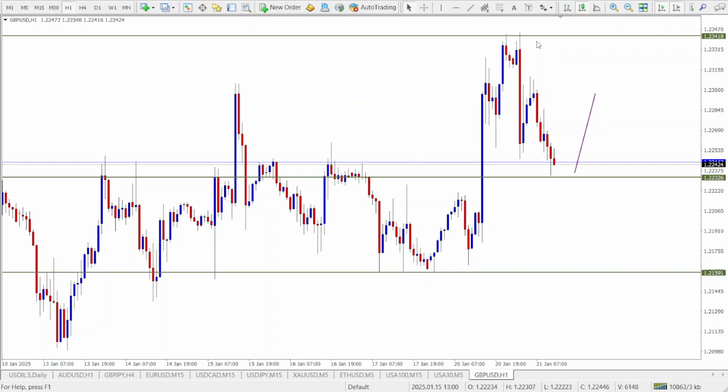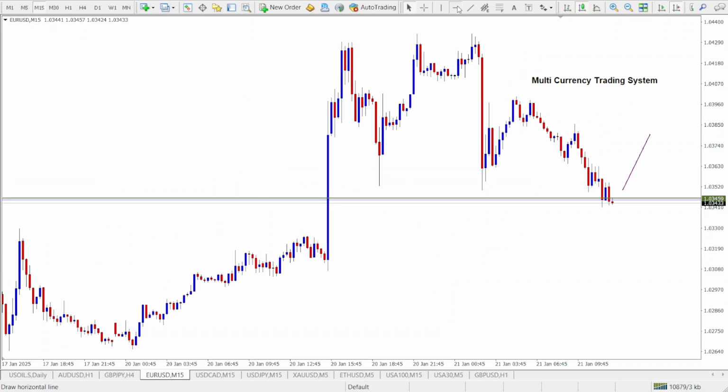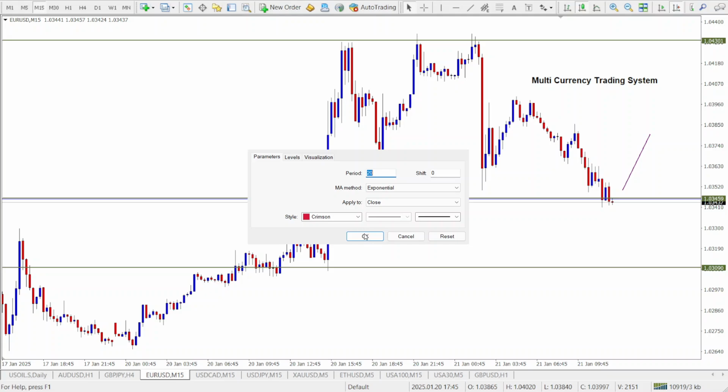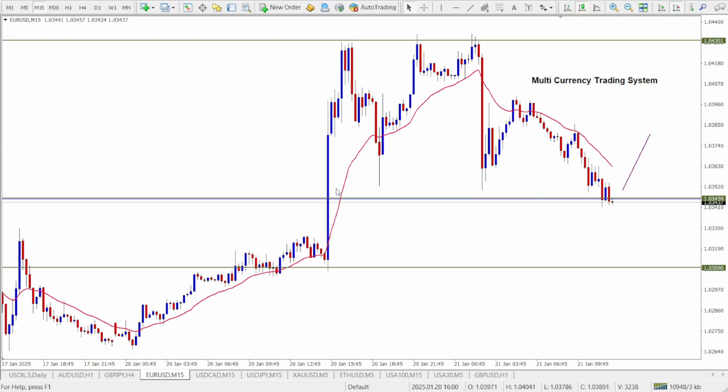Both the horizontal support and resistance levels and the dynamic support and resistance levels, and do that on both pairs. All right, so you identify these important levels on both pairs that you are trading on. Now you make use of your support and resistance levels, your trend lines, and you can also add moving averages to the chart for additional confirmation of your signals.